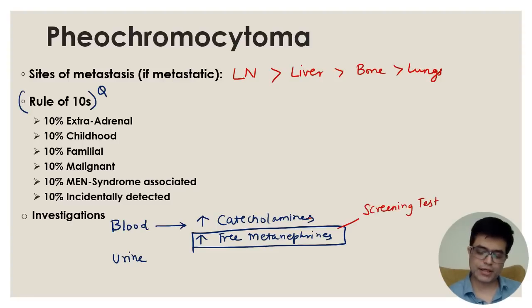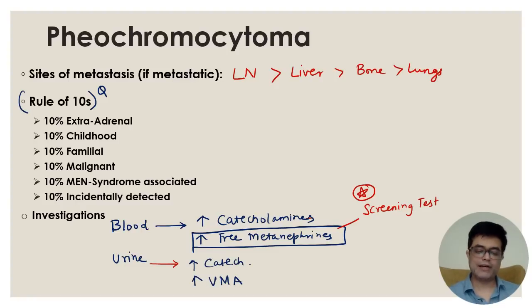I'm putting a star here, potential MCQ point. Regarding urine, urine will show increased levels of catecholamines, as well as increased levels of VMA. VMA stands for vanillyl mandelic acid. But obviously it's a tumor, so you need to do abdominal imaging as well.